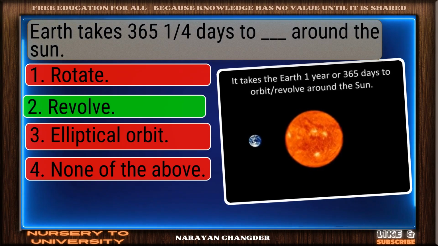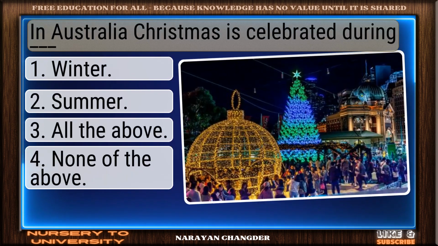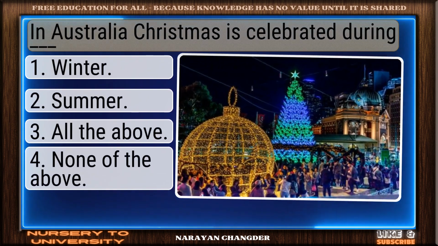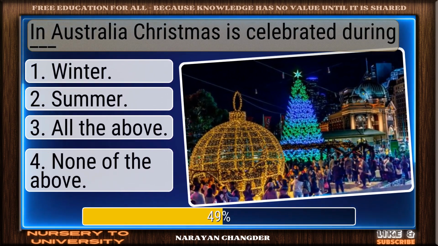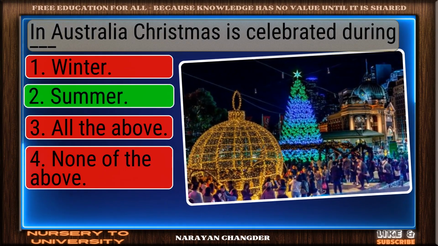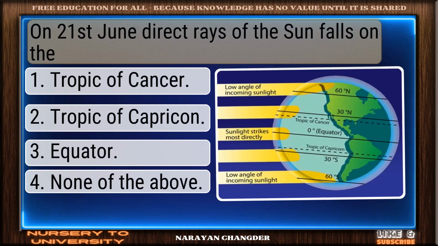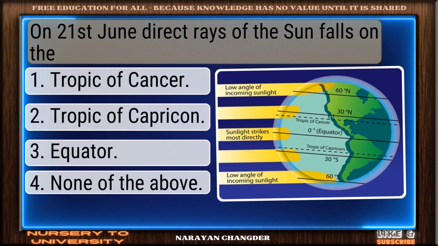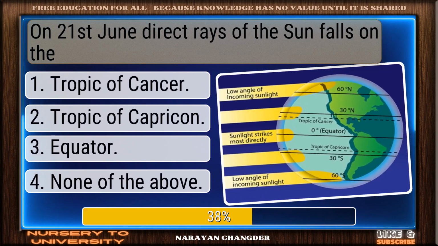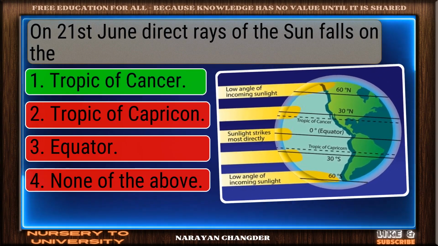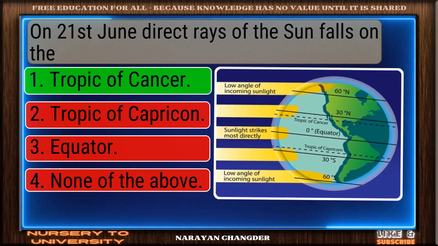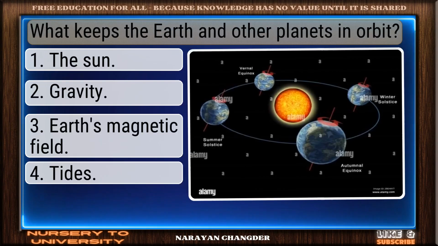Valid point. Revolve is true. In Australia, Christmas is celebrated during dash. You're right. Summer is the correct answer. On the 21st June, direct rays of the sun fall on the... Well done. Tropic of Cancer is the right choice.